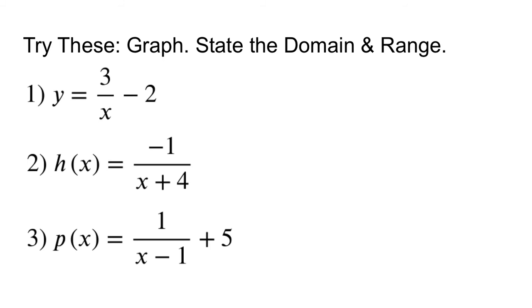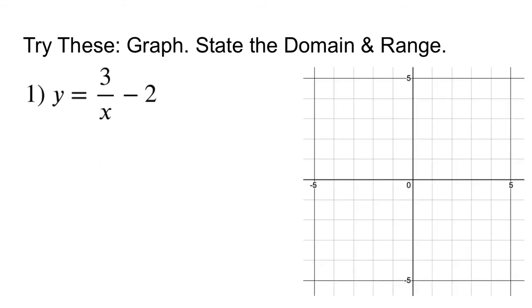Good luck. Okay, here's the first one, 3 over x minus 2. So this hasn't been shifted to the right or the left at all, but I have gone down 2 units. There's also not a reflection. Okay, so when I'm graphing this, I know I'm just going to have a horizontal asymptote at -2, and a vertical asymptote at 0 because there was no shift that happened.